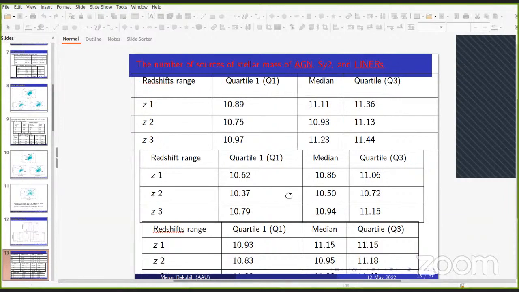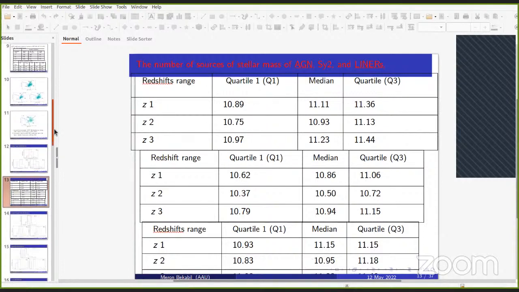This one is also for Sy2, and this one is for LINERs. When you come to the Sy2, at a little higher redshift there will be a few changes, like a slight increase in the number of sources. That means at high redshift, the stellar mass will be increased. This one is for LINERs. Basically, the LINERs and the AGNs look similar, so that is what we expect from the previous one.